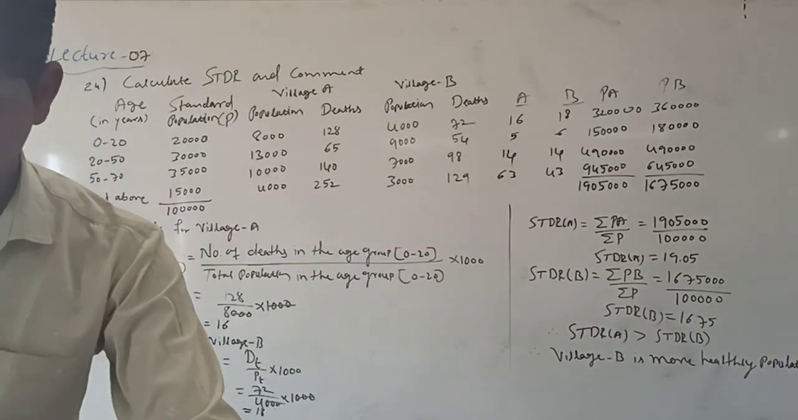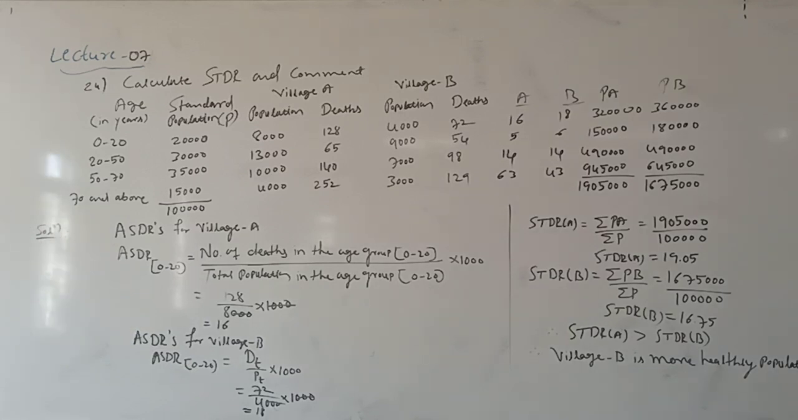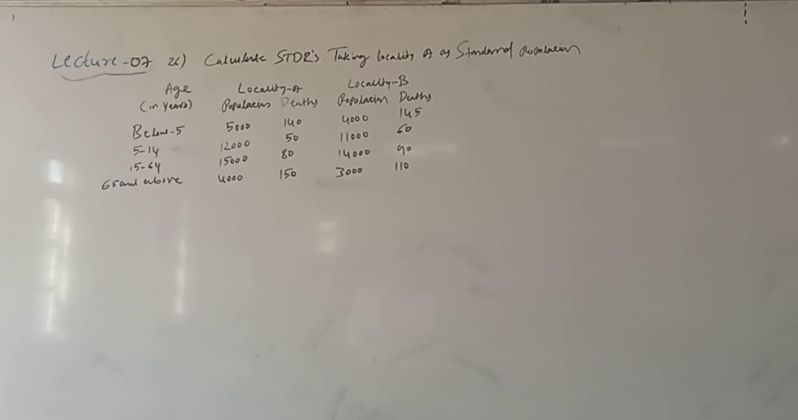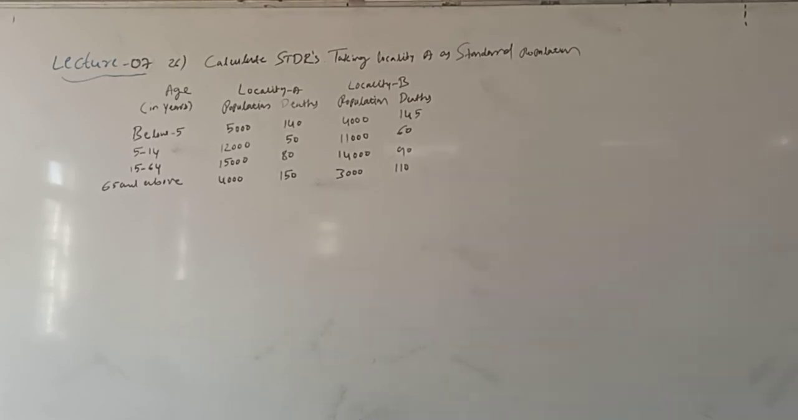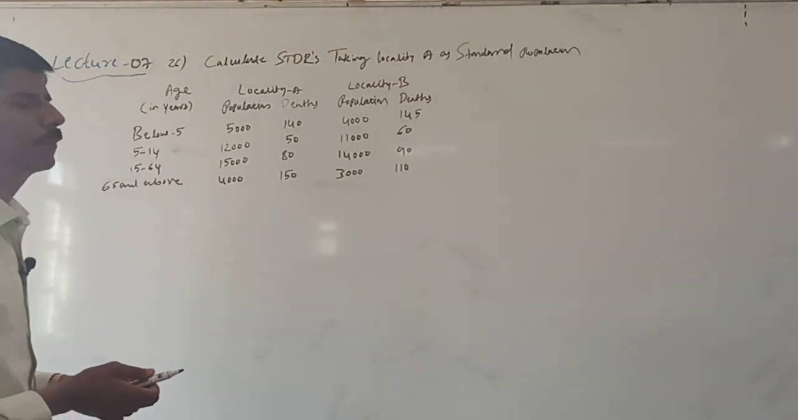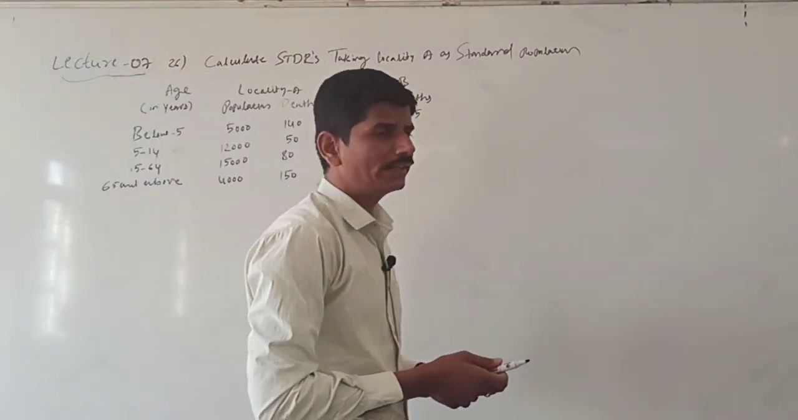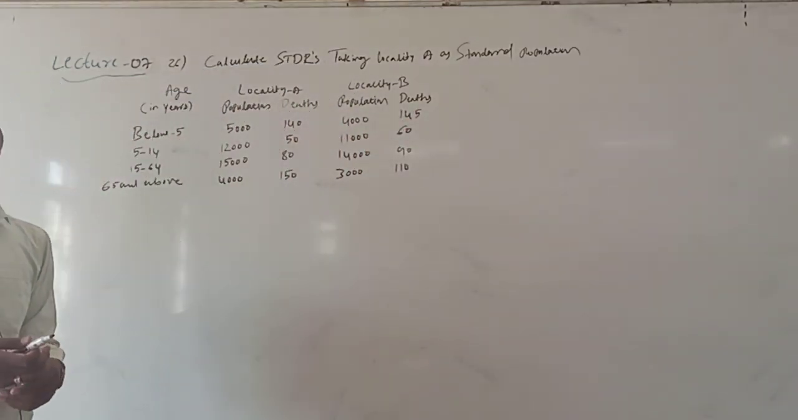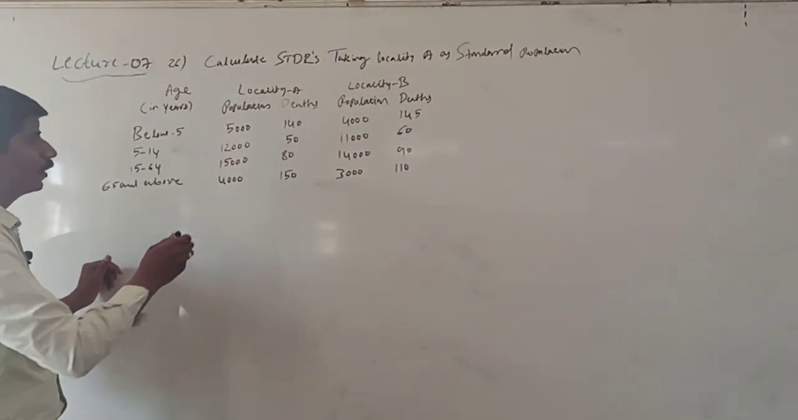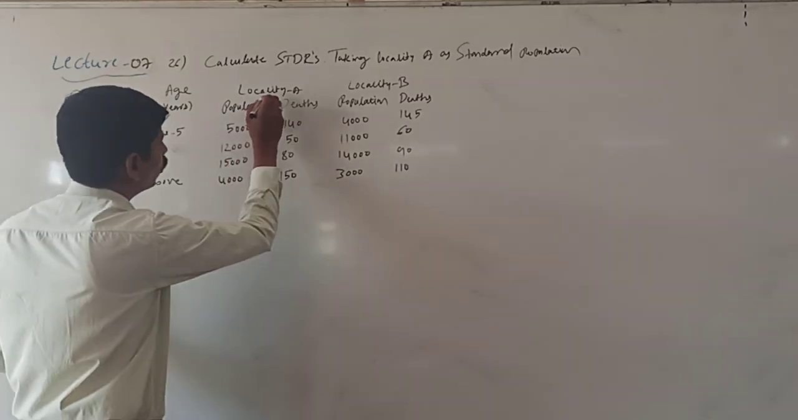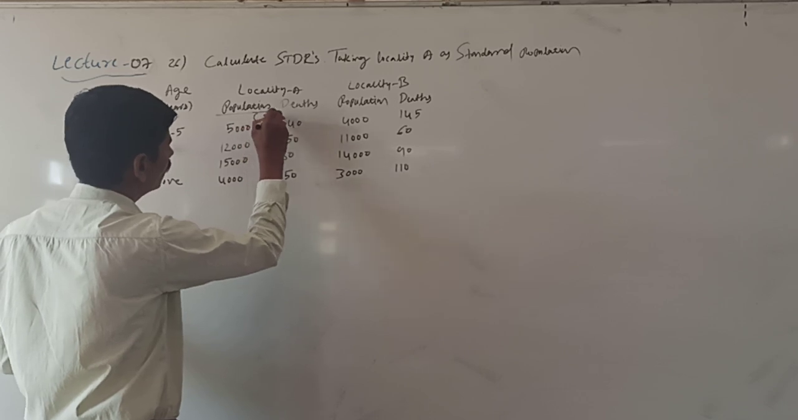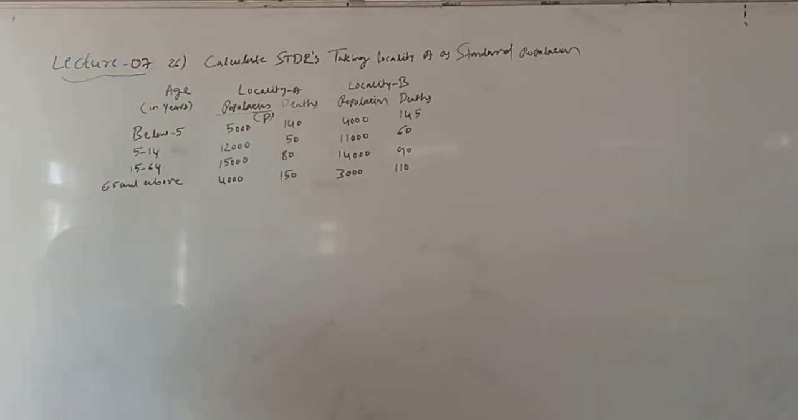Okay. The next problem. Next problem, 26th. Calculate STDRs taking locality A as a standard population. Here, the one more column, standard population column is not given. Okay, here you have to consider locality A as a standard population.